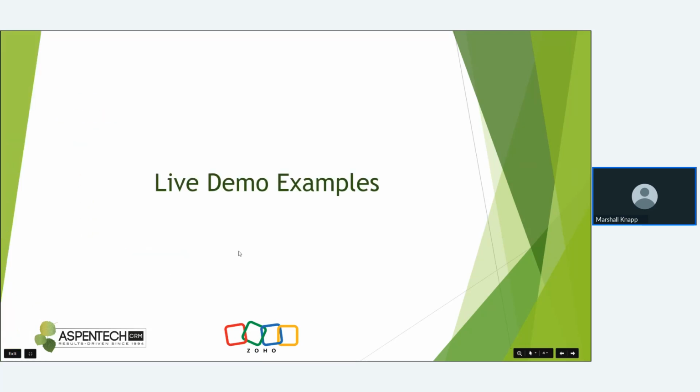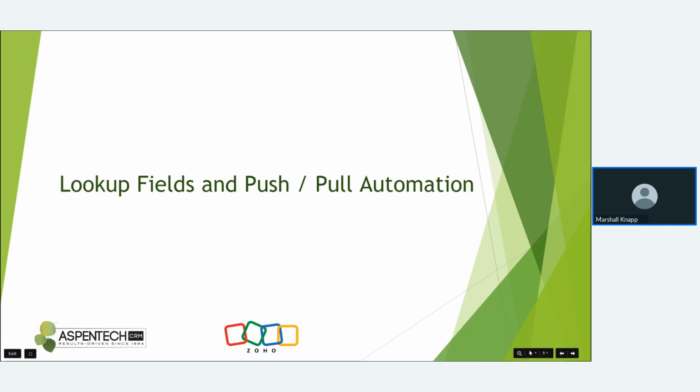So we're going to go ahead, like I mentioned, and get right into the live demo examples. The very first of these is something surrounding lookup fields and what we call push-pull automation. There's a couple of different approaches that we can take to this, and I'll get into that with you as we go along. So I'm going to stay on this slide just for a moment while I give you a little bit of background and context on what we're talking about here. And then I'll jump right into the demo environment and show you more about this.